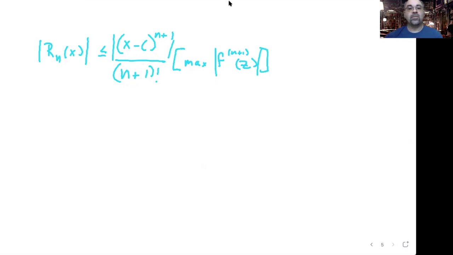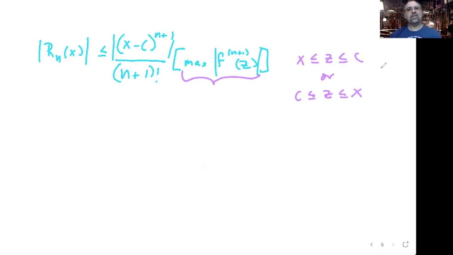Now, when it comes to figuring out this bit right here, it's the maximum value of the n plus 1th derivative at z. The thing to remember is that z is in between x and c. So sometimes it's just a matter of saying, here's the center, here's how far out we are going in the interval, and what's the maximum value of the function on that interval?